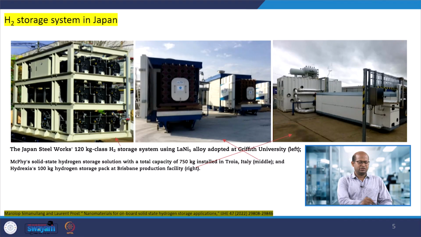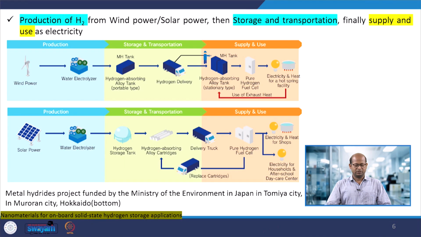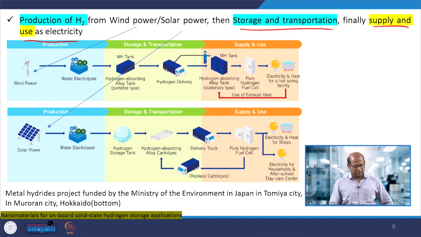Here are hydrogen storage systems in Japan: alloy based storage systems and metal hydride based storage systems are available. 120 kg of hydrogen is stored in a lanthanum nickel type of metal alloy, which was used to store hydrogen. Production of hydrogen is also important, as hydrogen can be produced in different ways. Through solar water electricity we can produce it, store and transport it, and finally supply it for electricity use. Here, wind power and solar power, their hydrogen can be stored.